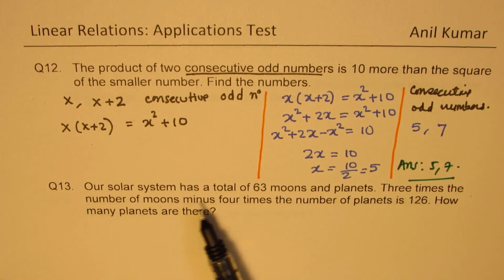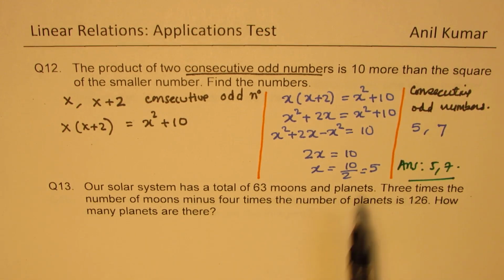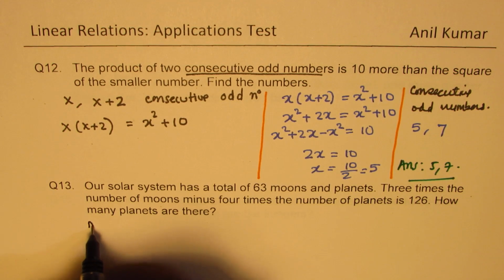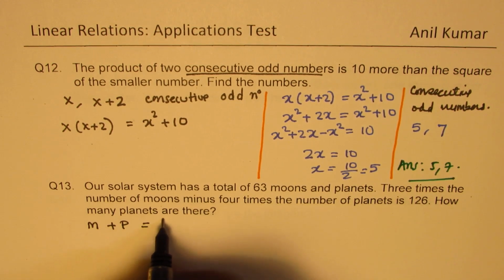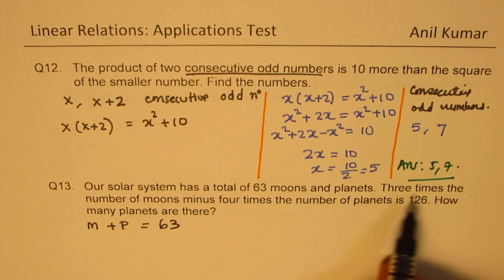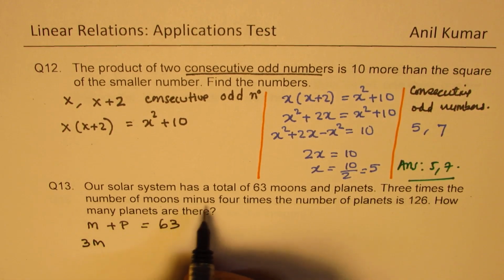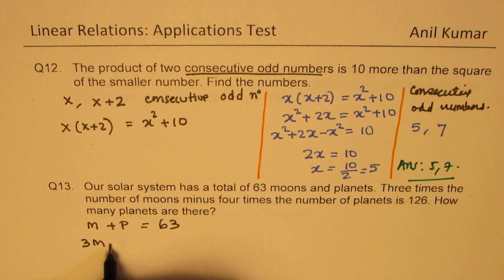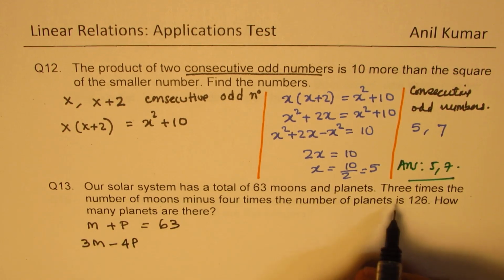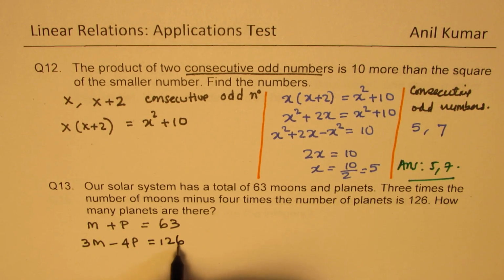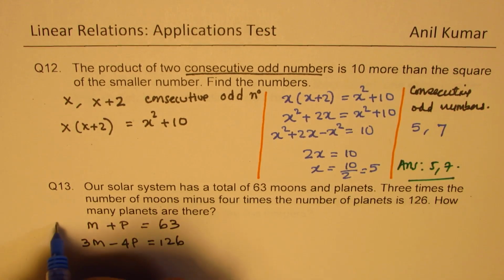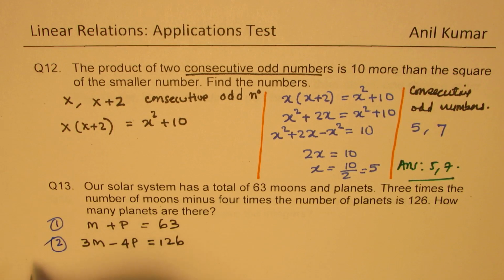Our solar system has a total of 63 moons and planets. So let's say M for moons and P for planets, and we are saying it is 63. 3 times the number of moons minus 4 times the number of planets is 126. How many planets are there? So as you read, you can make an equation, and then you can solve. Does it make sense to you?